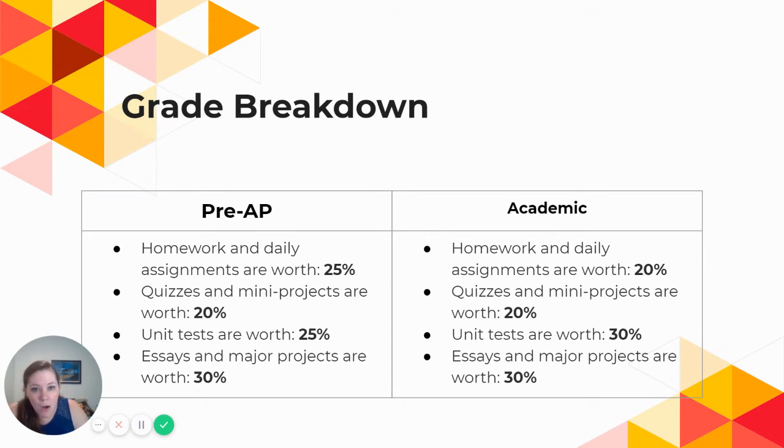For academic, our homework and dailies are 20%. Quizzes and mini projects are 20%. Unit tests are worth 30%, and then essays and major projects are also worth 30%.